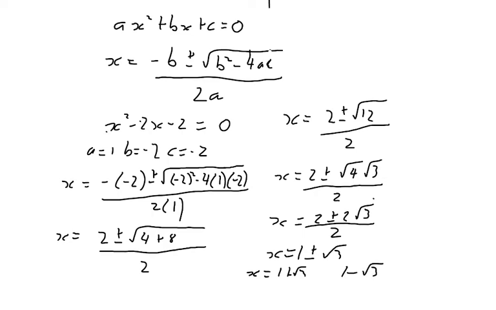And there are our answers, because the 2 will cancel those two 2's out, because technically this is written as 2 over 2 plus or minus 2 root 3 over 2. So that 2 cancels that, cancels that. So our answer is x equals 1 plus root 3 and 1 minus root 3. Okay, and that's ultimately completing the square, but we use the quadratic formula.